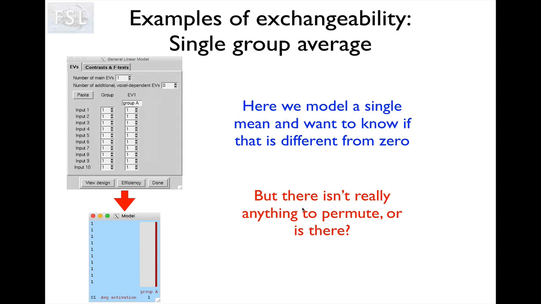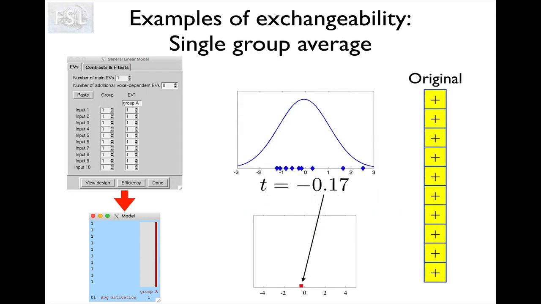Well, just as before, if you remember, we said that if you have two groups and the null hypothesis is true, we can just swap the labels between these two groups, because the two groups don't actually mean anything if the null hypothesis is true.